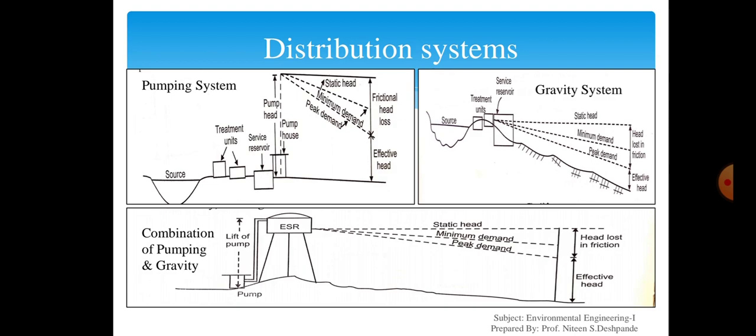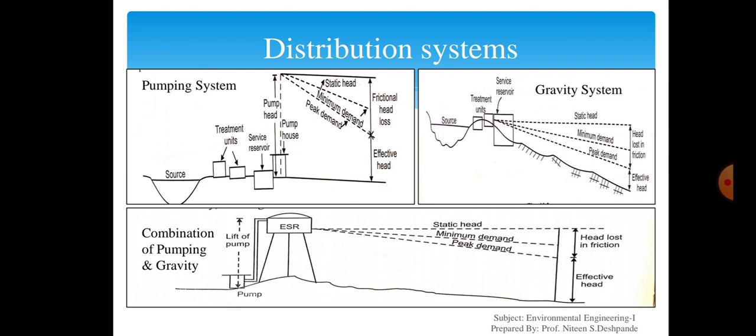A continuous attendance is required at the pumping station to regulate the flow by running only the required number of pumps out of the total number of pumps installed. So more manpower is required in the case of a pumping system, and during the failure of pumps or electric supply, the water supply to the town may be interrupted. To avoid this, it is desirable to have some units of pumps running on diesel.